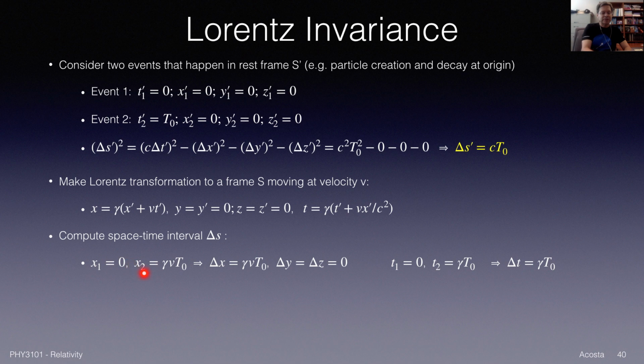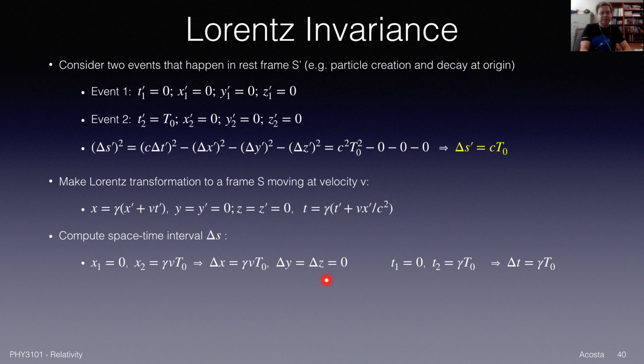What about x2? Well, x2 depends on x prime and then t prime. x prime stays 0, but t prime has become t naught. And so in this formula here, I'm going to get a gamma, a v, and a t naught. So x2 is gamma v t naught. That means the difference in those quantities is one minus the other. It's gamma v t naught as well for delta x. Now delta y and delta z, since those coordinates are unaffected, those deltas remain 0.